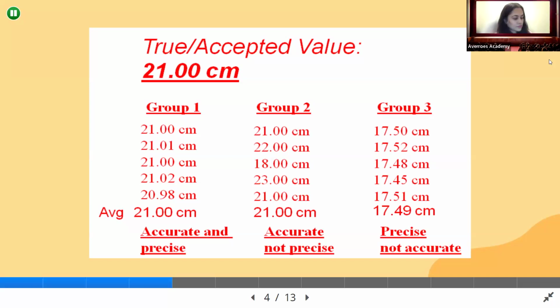However, if we look at group 2, our average is still 21, but we have a different set of numbers here. It's accurate, but it's not really precise. The numbers are all over the place. Then you have group 3. Our average is much lower, 17.49 centimeters to be specific. So it's precise, but it's not particularly accurate. This will make more sense as we go through more examples.